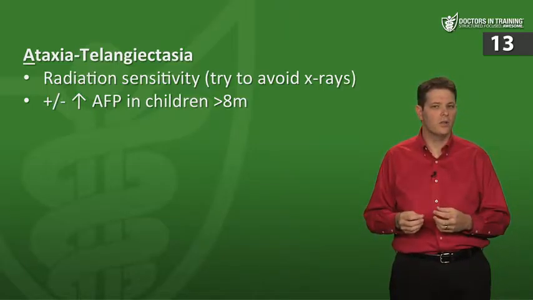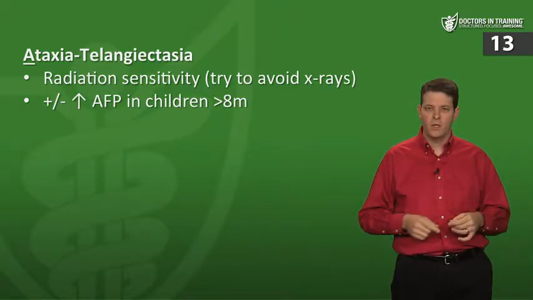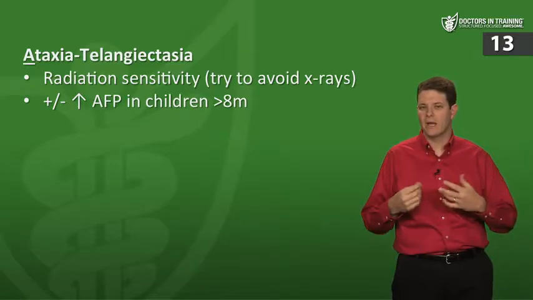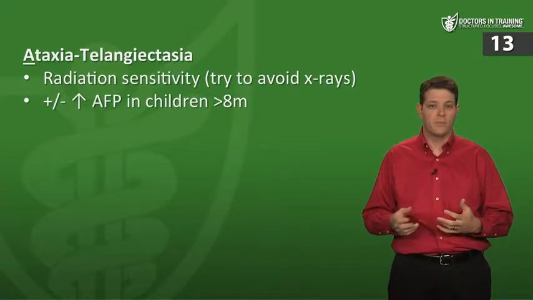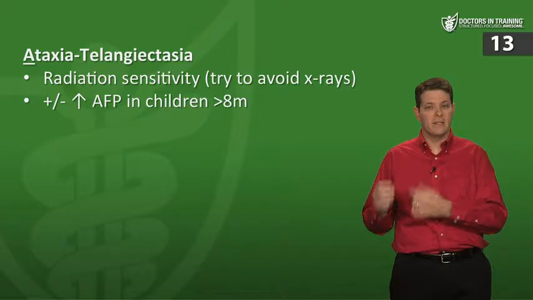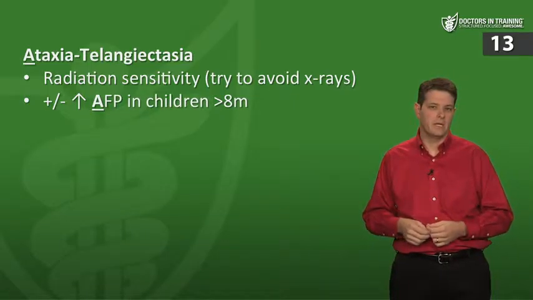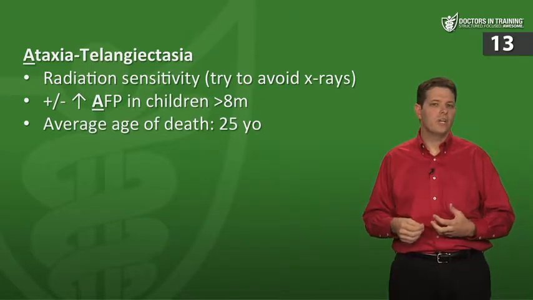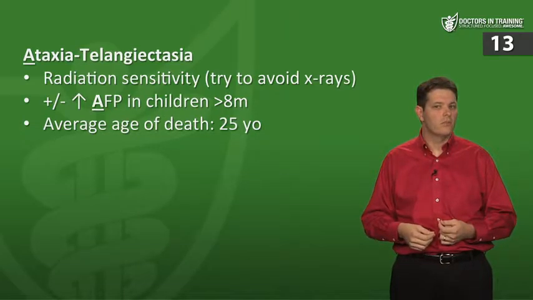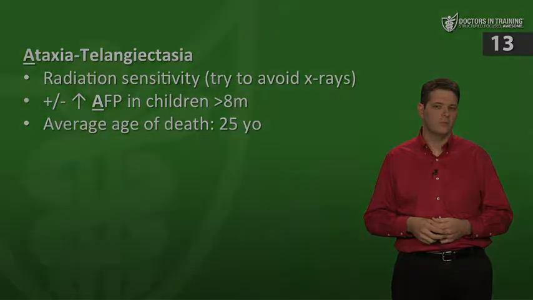If you see a toddler with poor smooth pursuit, you might check the AFP level to screen for ataxia telangiectasia. And that goes back to the A mnemonic: A for ataxia, A for AFP. And then finally, the average age of death is 25, so you want to diagnose this as early as possible.